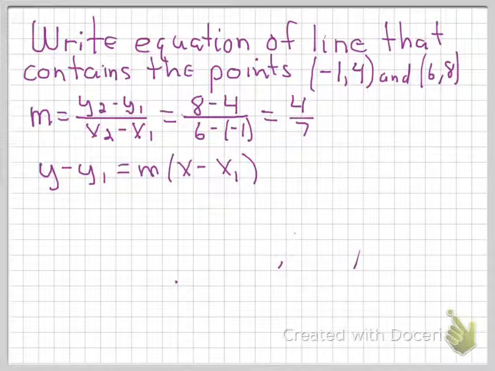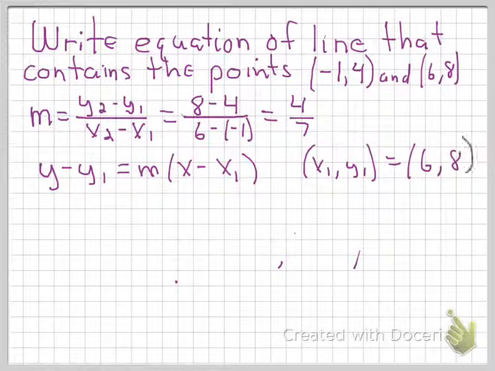Now, since neither point that we were given is a y-intercept, and again we know that because their x-coordinates are not 0, we're going to use the point-slope form of the equation of the line to get its equation. I know the slope is 4/7, and I can use either point I want for x1, y1. So I'm going to use x1, y1 to be the point 6, 8. And again, it didn't matter which one I chose.